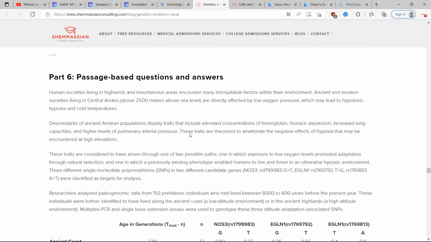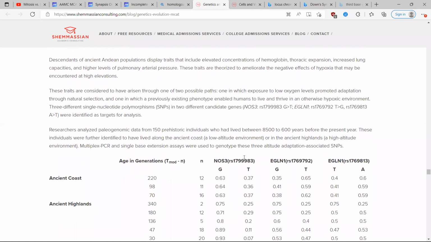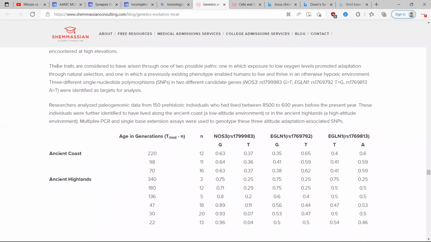So far, this hasn't given me anything useful, really. These traits are considered to have arisen through one of two possible paths. One in which exposure to low oxygen levels promoted adaptation through natural selection, and one in which a previously existing phenotype enabled humans to live and thrive in an otherwise hypoxic environment.